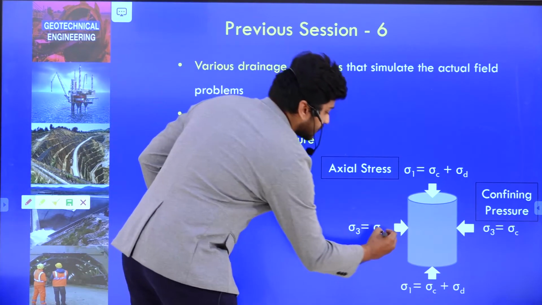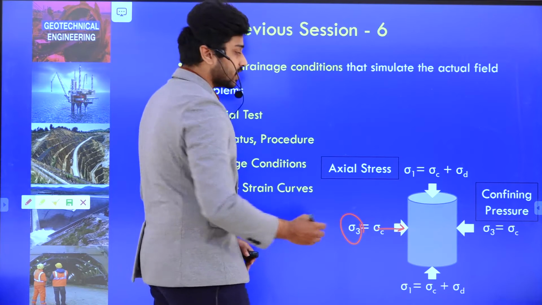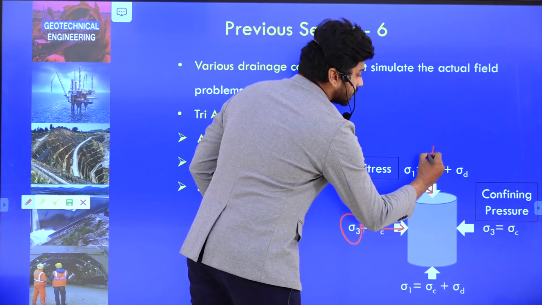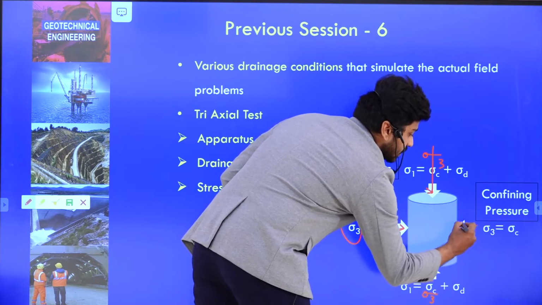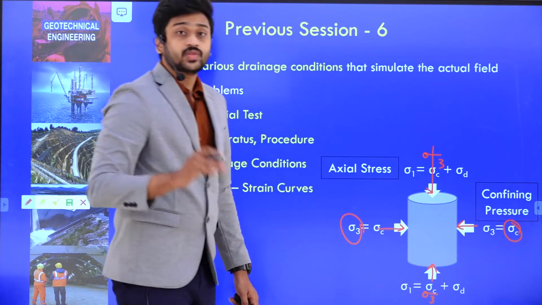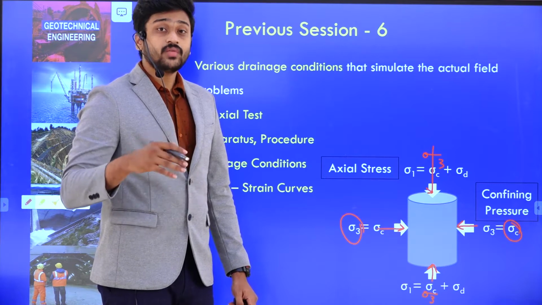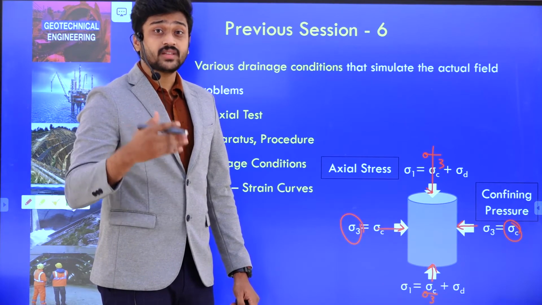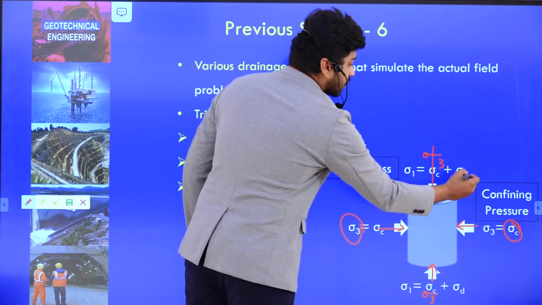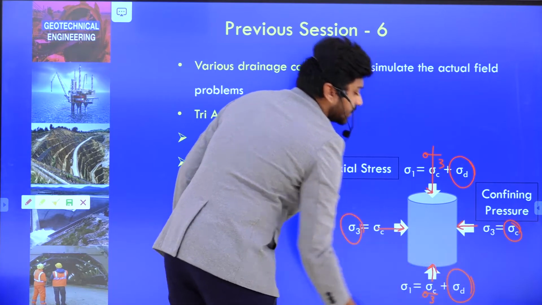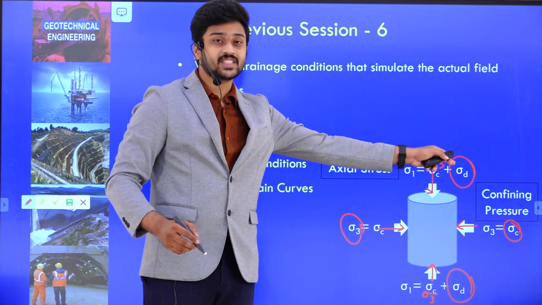So if you see here, initially on this particular soil, sigma 3 is applied. Here also sigma 3 is applied initially in the confining stage. So that is why sigma 3 is equal to sigma c. Now what we are doing additionally is applying the additional load, that is the deviator load or the deviator stress. So after some amount of time, in stage 2, we are applying sigma d. So that is why in the axial direction sigma 1 is equal to sigma 3 plus sigma d.